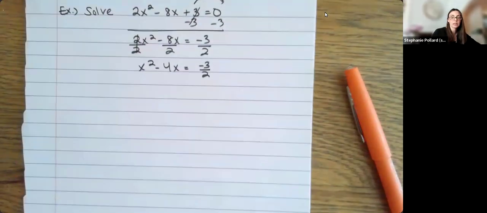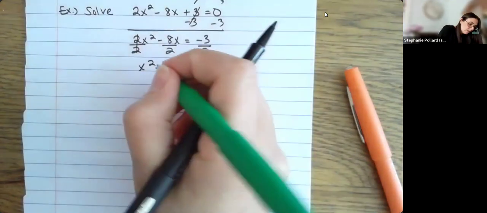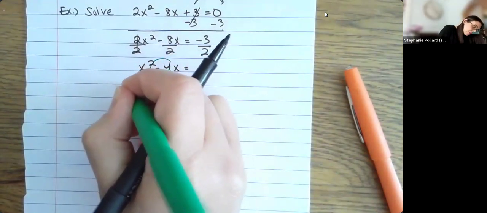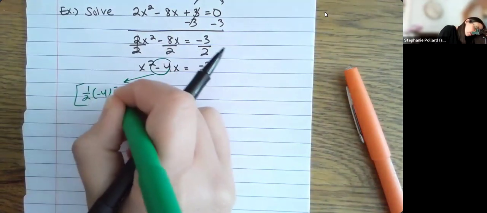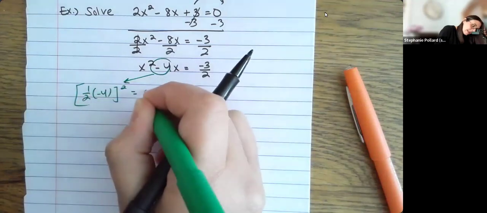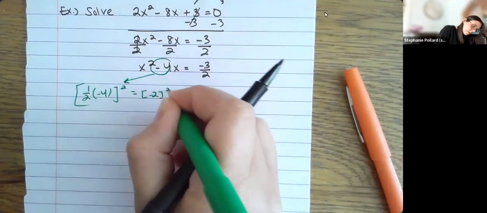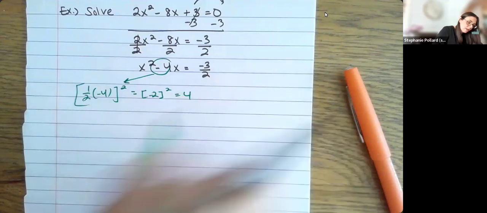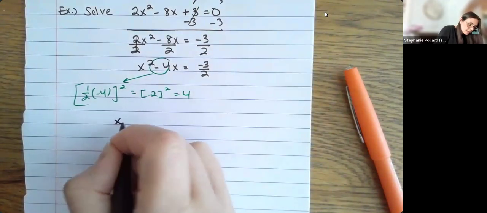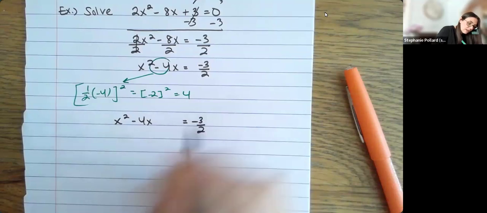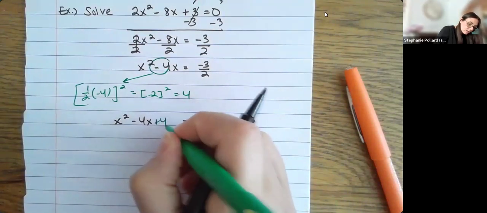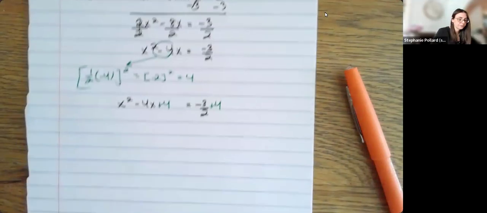Now I'm ready to start. So remember, I take whatever number is with the x piece. I'm going to take half of it. Half of -4 is -2. And when I square that, I get 4. So I'm going to take x squared minus 4x equals -3/2, and I'm going to add 4 to both sides.